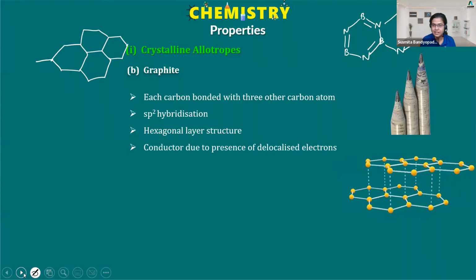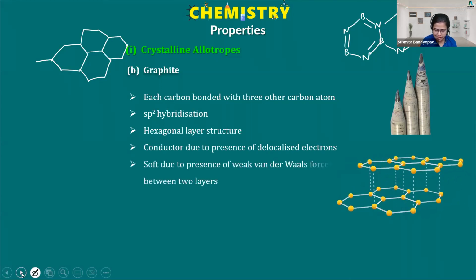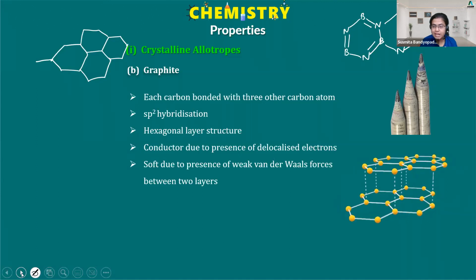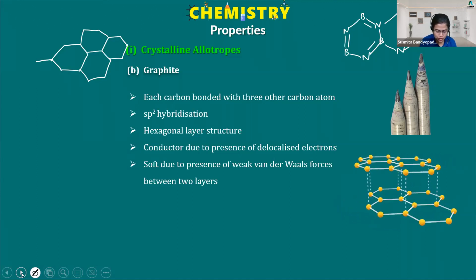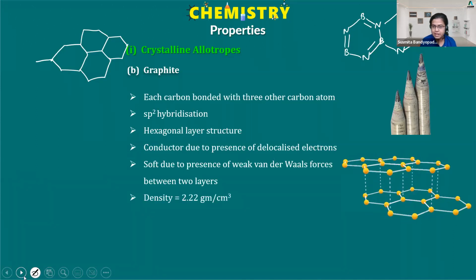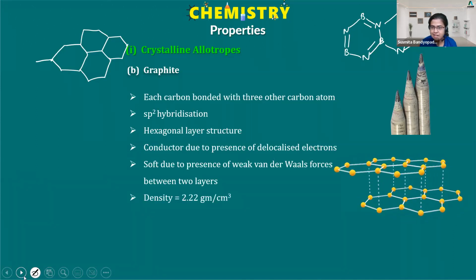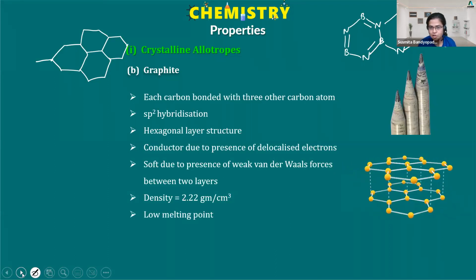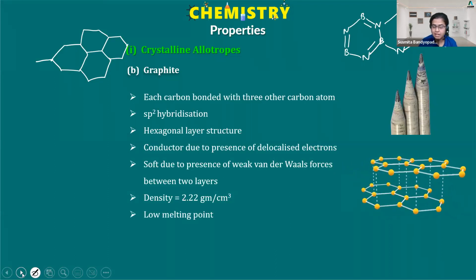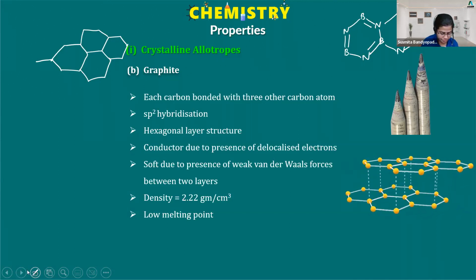Delocalized electrons make it conducting. The different layers can slide over each other because they are held by weak van der Waals forces. So graphite is soft as well as slippery. It's definitely less dense than diamond, and definitely the bonding is not as strong as in diamond. So compared to that, the melting point will also be less.